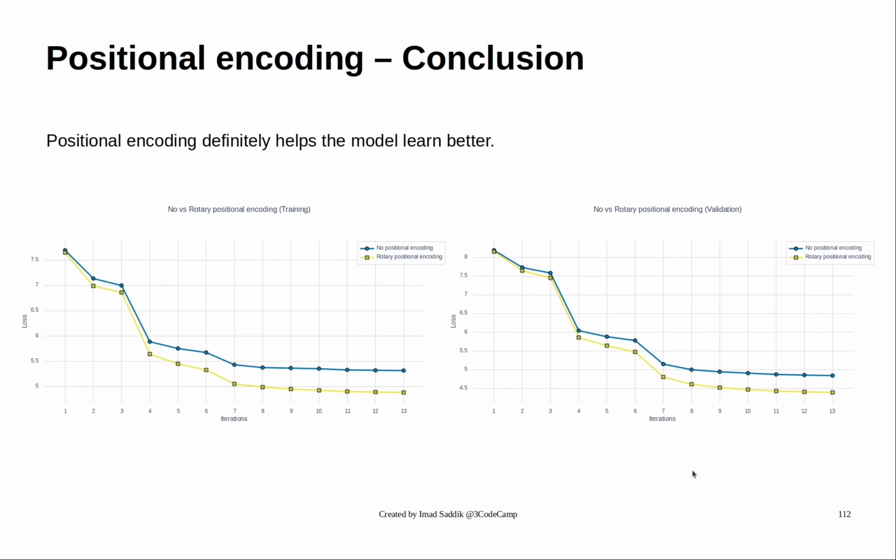in this video, just to show you that positional encoding is very important. So if we decide to not use positional encoding, we will get this blue line. So the loss will be here, and the same for validation. But just by adding positional encoding, we improved the performance of the model by a big margin. So you can see the gap between no positional encoding and rotary is very big. And the same for validation. So this means that, yes, positional encoding is very important.